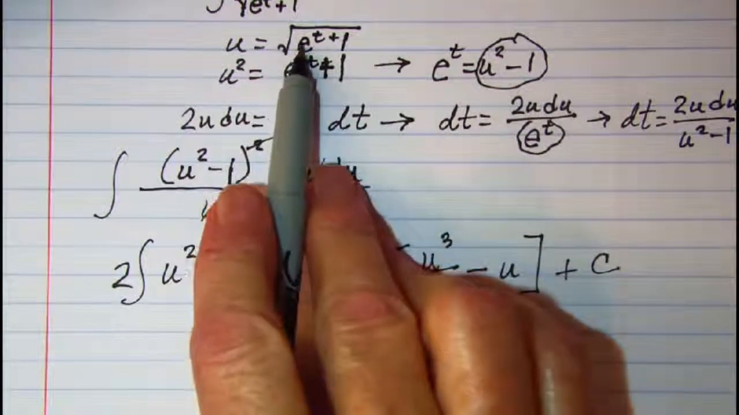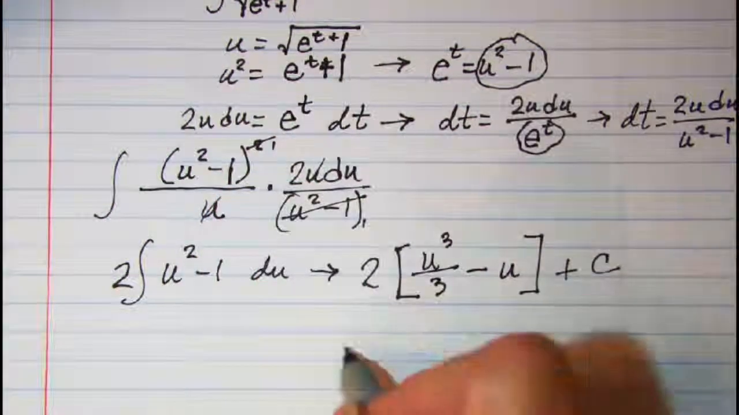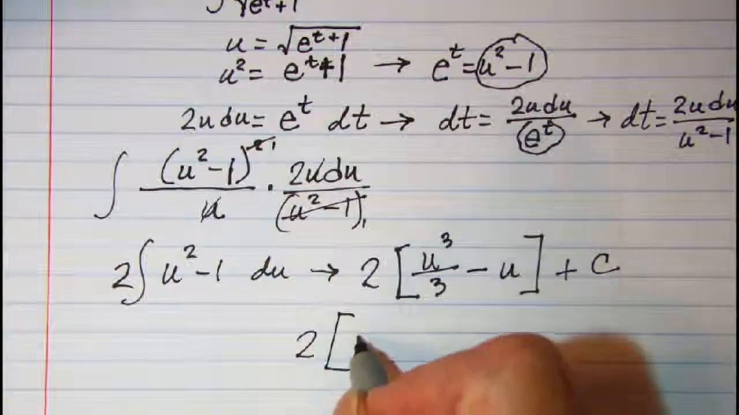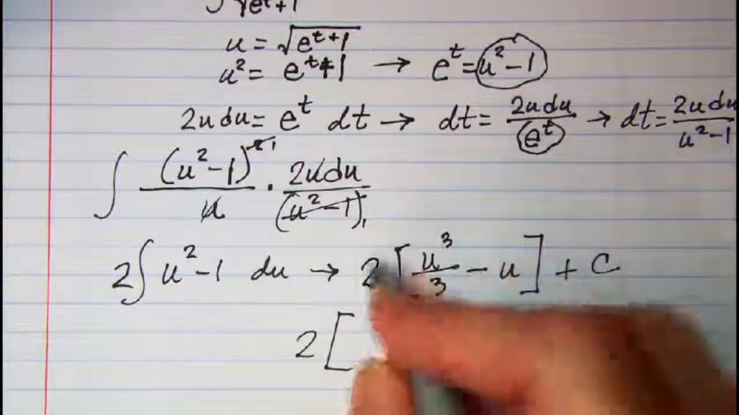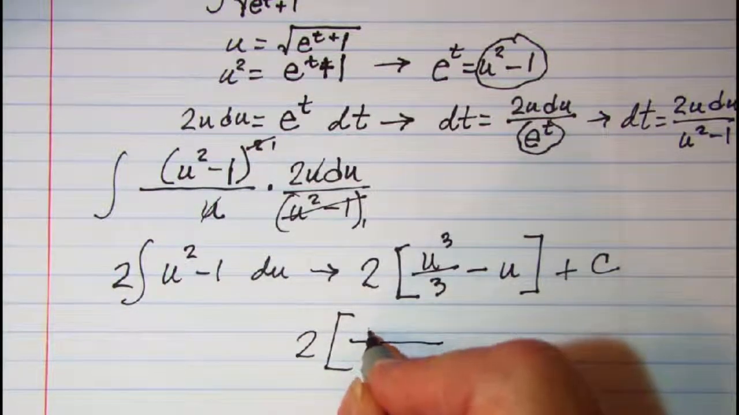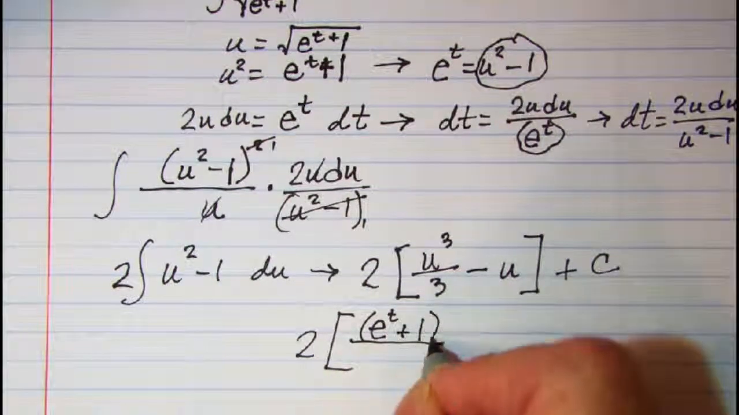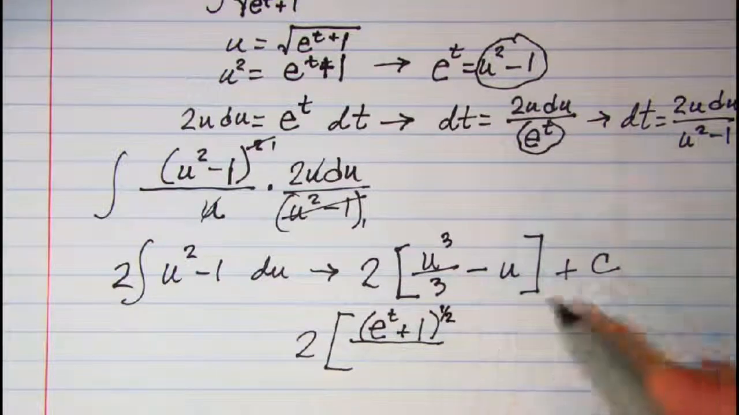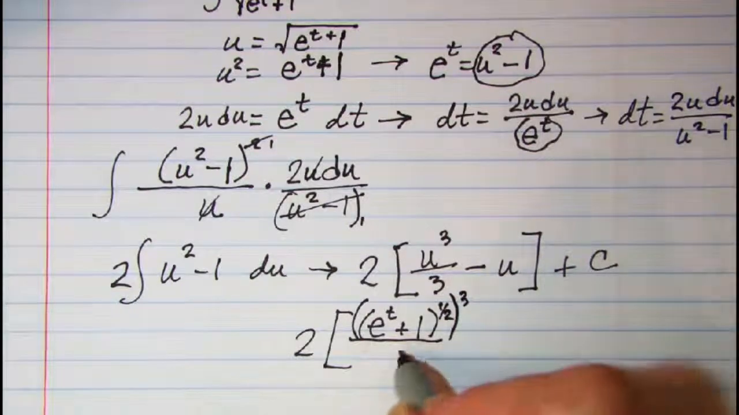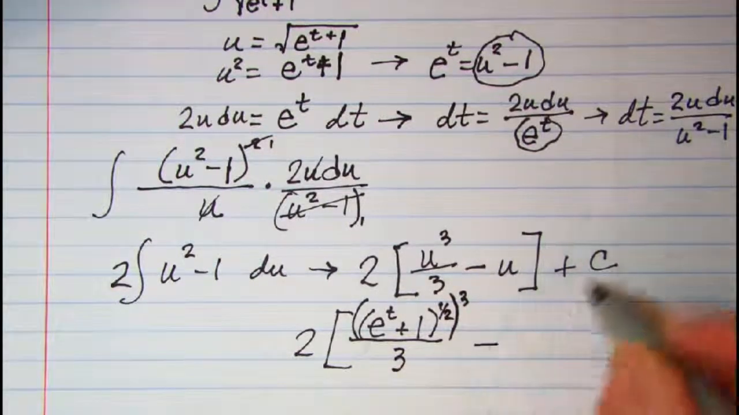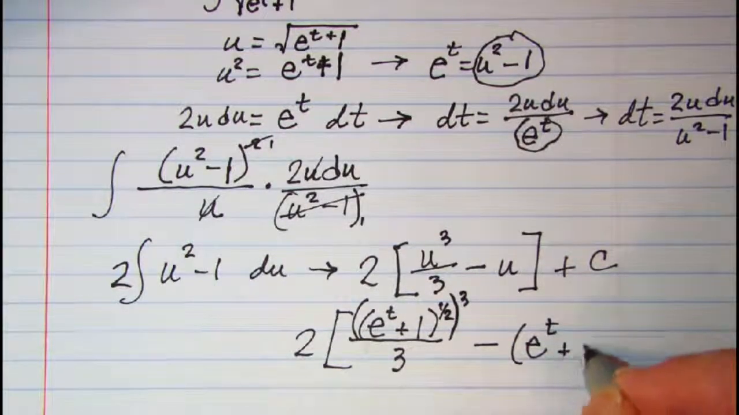Now I just need to sub back in place of u. I need to put the square root of e to the t plus 1. Since I have an exponent, I'm going to write that as 1/2 power. So e to the t plus 1 to the 1/2 power, and then that's cubed over 3, minus, and then again e to the t plus 1 to the 1/2 power.